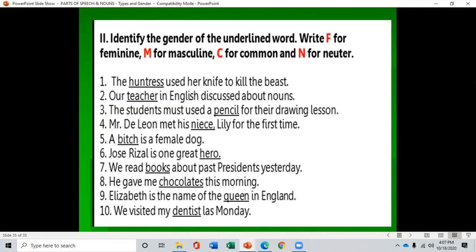Now, you can pause this one. Identify the gender of the underlined word. Write F for feminine, M for masculine, C for common, and N for neuter. By the way, in all of the activities that are here in the video, you can use your notebook to practice doing the activities based on what you have learned in our lesson.